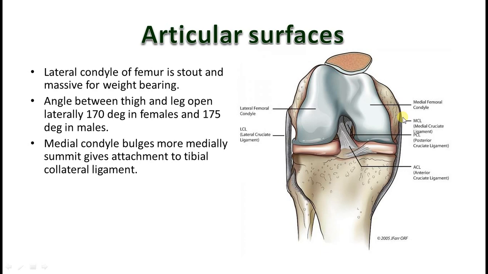Now you see the bulge of the medial condyle. It is bulging more medially and gives attachment to the tibial collateral ligament, which is sometimes mentioned as the medial collateral ligament. So the terminology slightly differs from textbook to textbook. We should get used to this terminology, and that is very important.